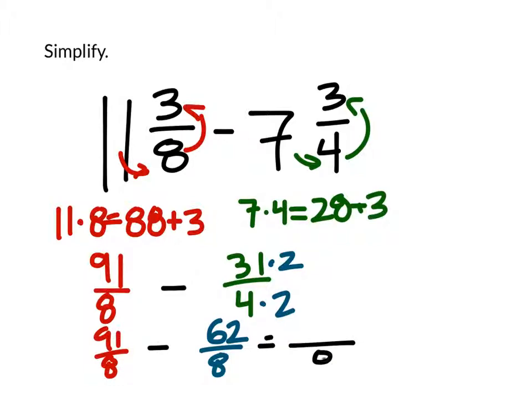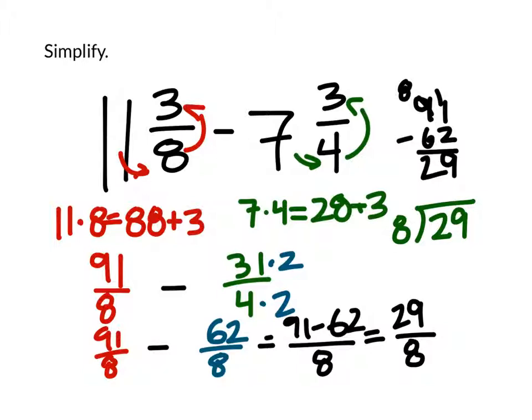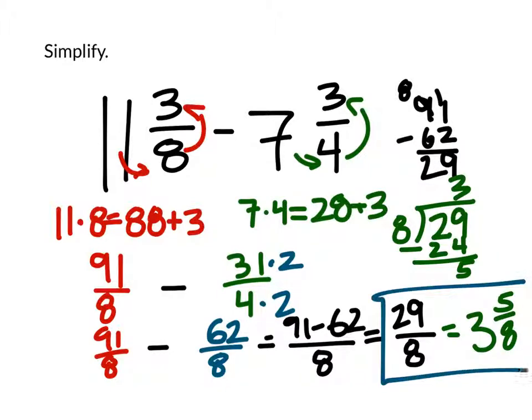So in eighths, we've really got 91 minus 62. So we'll show the work up here, 91 minus 62. We'll have to borrow from the 9. So it would be 29 right there. 29 eighths, or if we do the long division, we can see the mixed number as well. So 8 will go into 29 3 times. 8 times 3 is 24. So remainder 5, this could also be 3 with the remainder 5, and that's in eighths. So we should get one of these two right here.